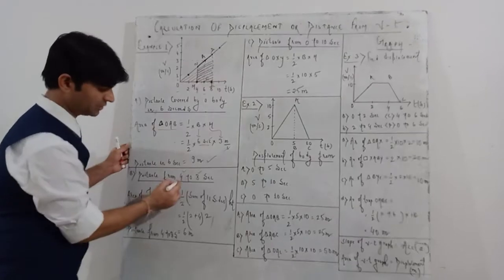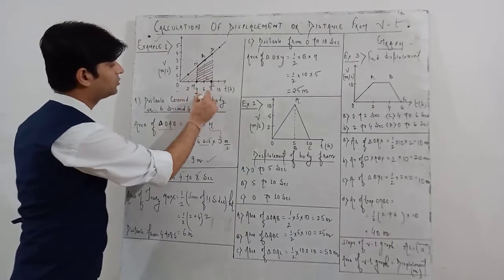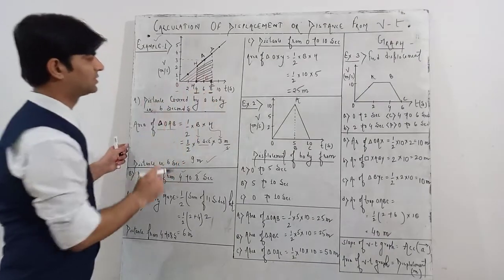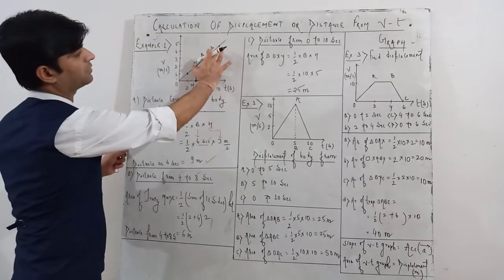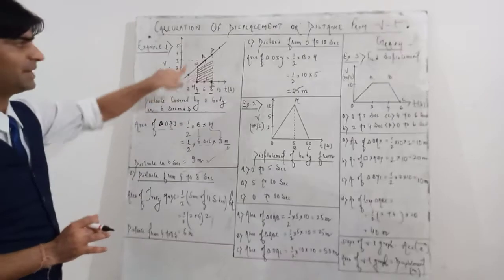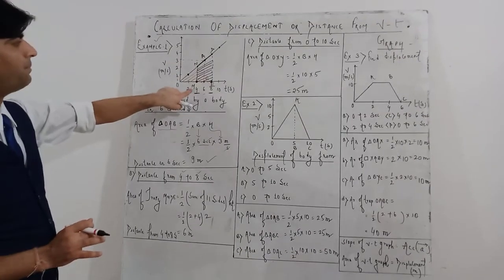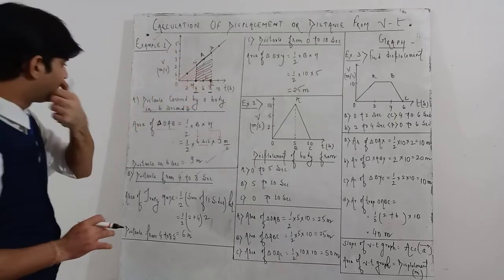The question is 4 to 8 seconds. That means you have to focus on 4 to 8 seconds. This portion of the graph is what you are getting under 4 to 8 seconds. So which kind of structure is it? Trapezium. This M, N, D, E is the trapezium.